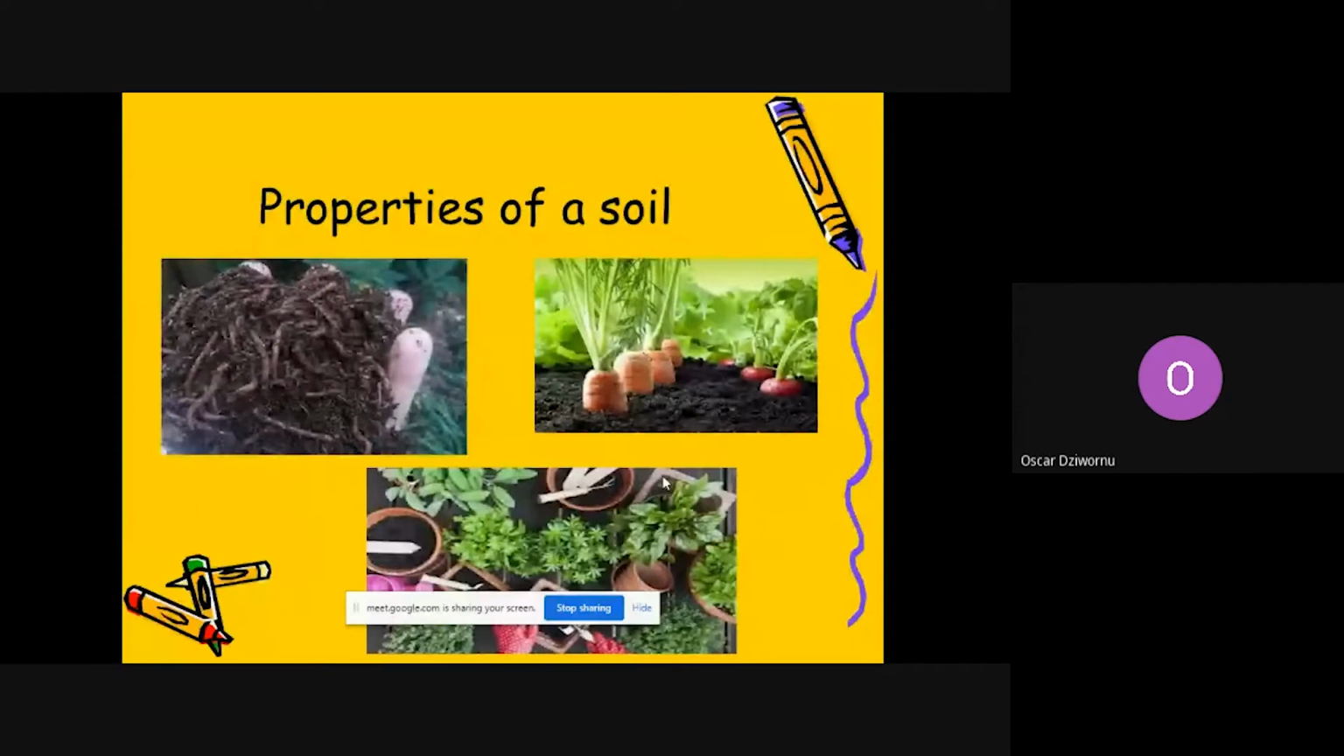In 10 seconds, write down 3 properties that you can deduce from these wonderful pictures of a soil. In 10 seconds, write down 3 properties at least that you can deduce from these pictures displayed on the screen, which can be used to identify a substance to be a soil.